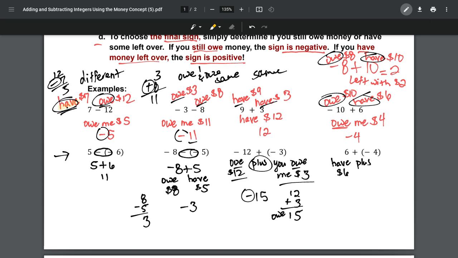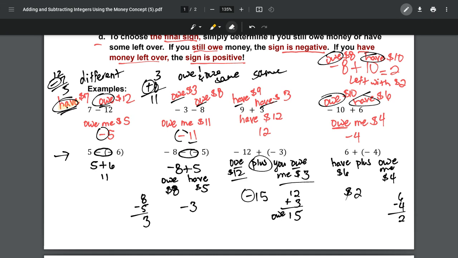Plus, you have $6, plus you owe me, because it's negative, you owe me $4. You have $6, but you still owe me 4. So you can give me $4 and you can have 2 left over. To figure out what you have left over, just subtract. Or you pretty much know if you give me 4, you got 2 left over. That's common sense. And because it's your money left over, it's positive 2.